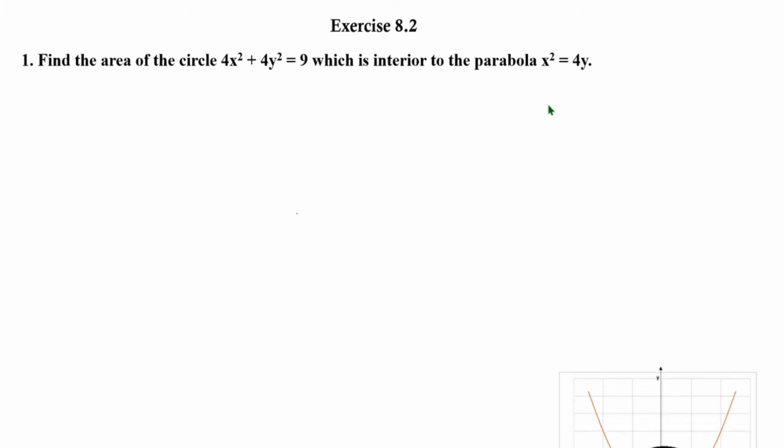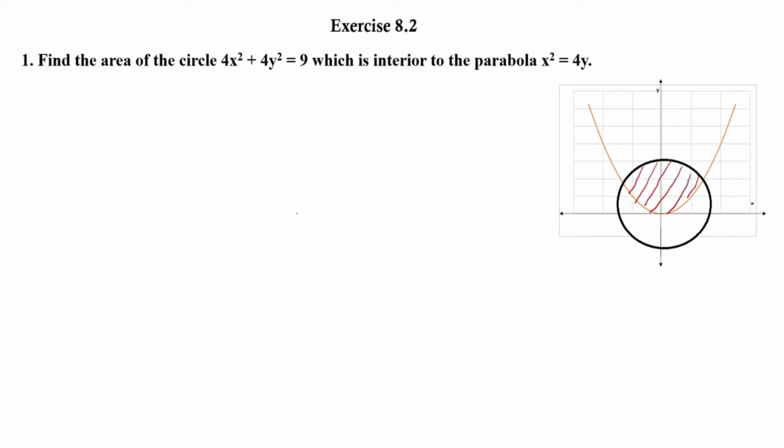So first let us draw the diagram. This is the parabola x square is equal to 4y. And this is the circle 4x square plus 4y square is equal to 9. So we have to find the area of this shaded part. First we will try to find the point of intersection of these two curves.